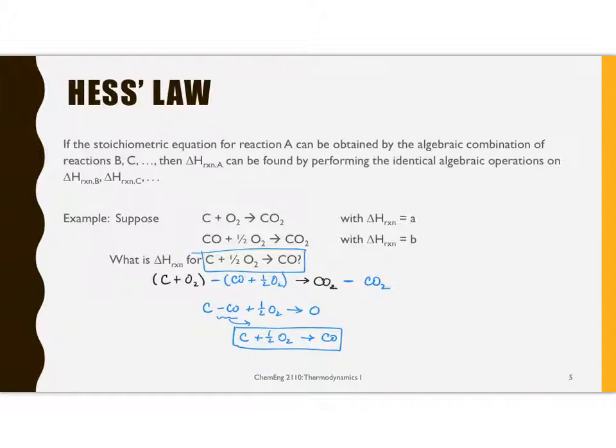So what does that mean about the heat of reaction? Well, the heat of reaction of this is going to come from the heats of reaction that I started with. I took reaction 1 and subtracted reaction 2. So that means I'm going to take the heat of reaction 1 minus the heat of reaction for 2, and so this will get me A minus B.